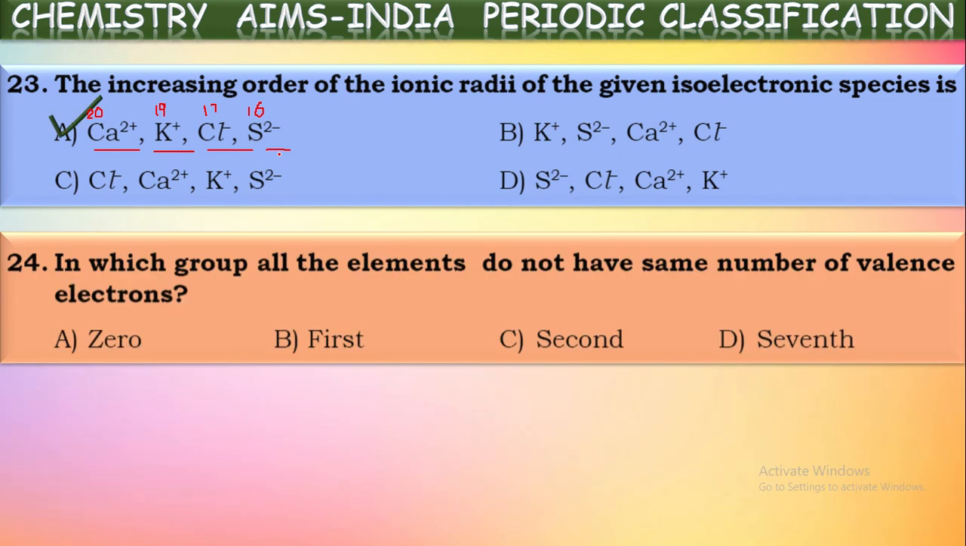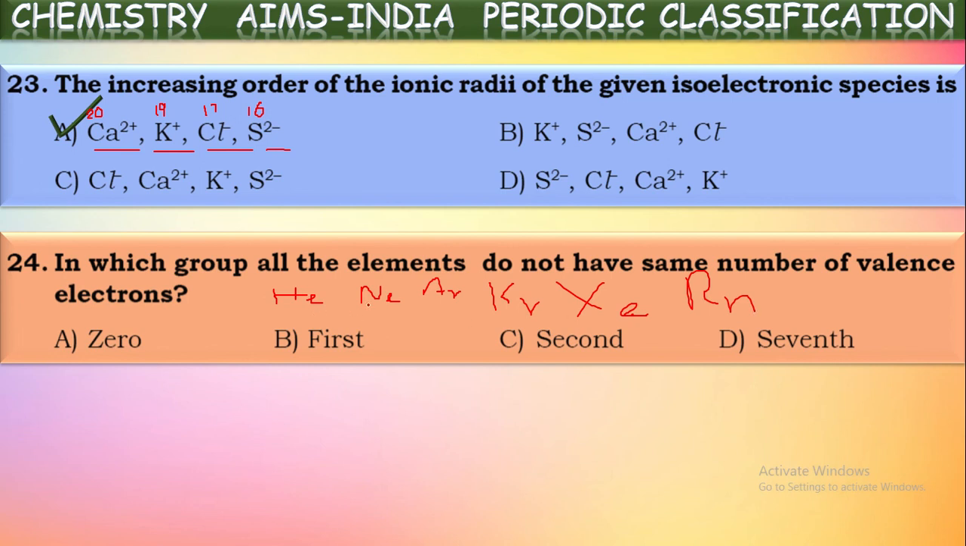Now, next one. In which group do all elements not have the same number of valence electrons in the modern periodic table? Generally, in the modern periodic table, the elements present in a group have the same number of valence electrons. It is happening in almost all the groups, except one. That is the noble gases, the 8A group elements. We can name them: helium, neon, argon, krypton, xenon, and radon. These are the elements present in the 8A group or 0 group.